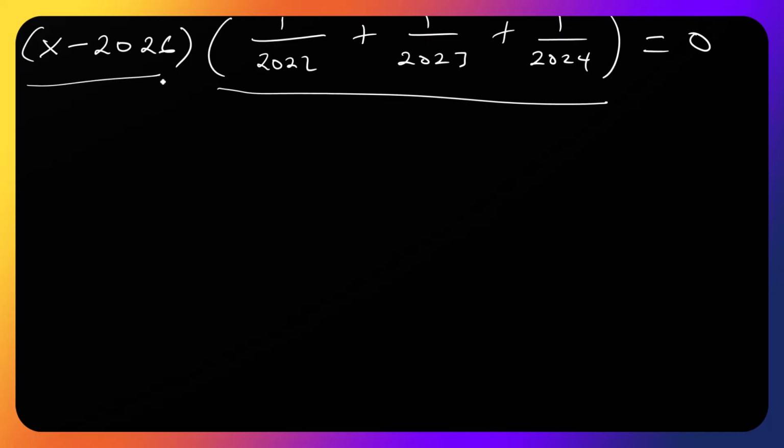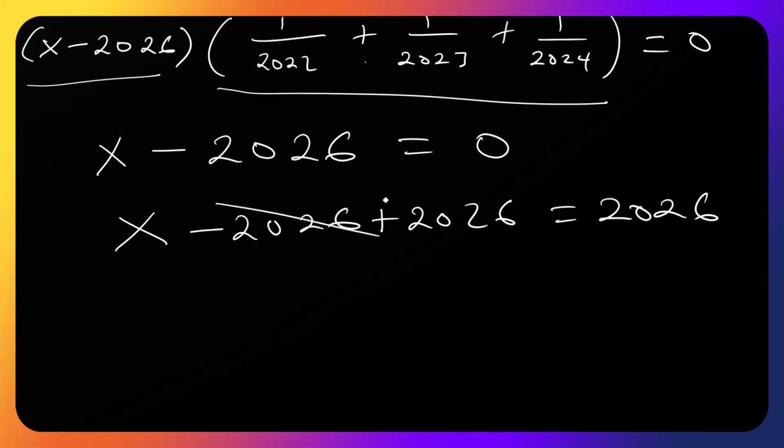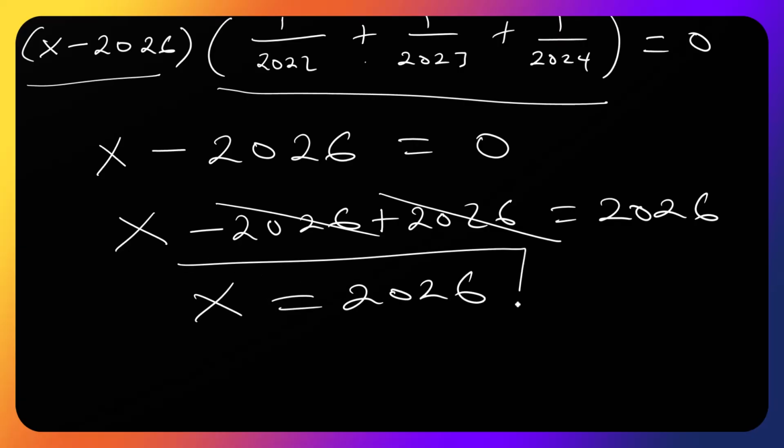Remember, we can also apply the zero product. So from here, this one is equal to 0 and this one is equal to 0. So what value of x will make this one complete? Okay, when this side is x minus 2026 equal to 0, let's add 2026 to both sides. So my x is 2026. As simple as that. So once I plug in 2026, everything will be 0.